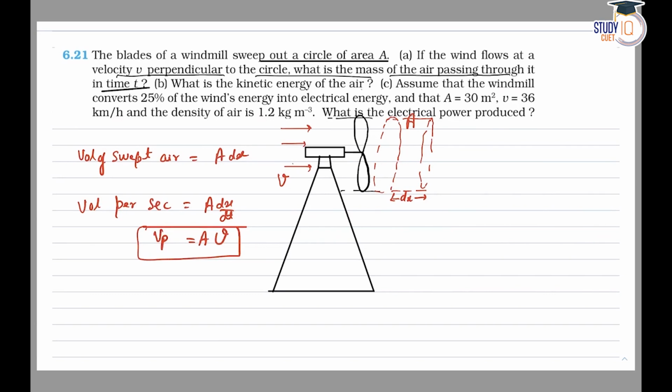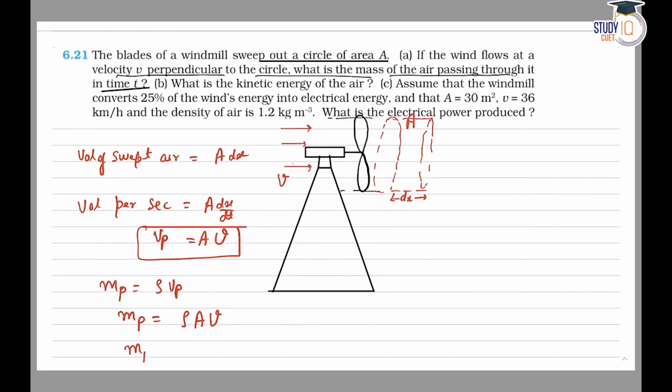Now he is asking what is the mass of air passing through it in time t. So this is volume per second. Mass per second can be written as rho into volume per second. So mass per second comes out to be rho into volume per second, and that is equal to rho into area into velocity of wind.